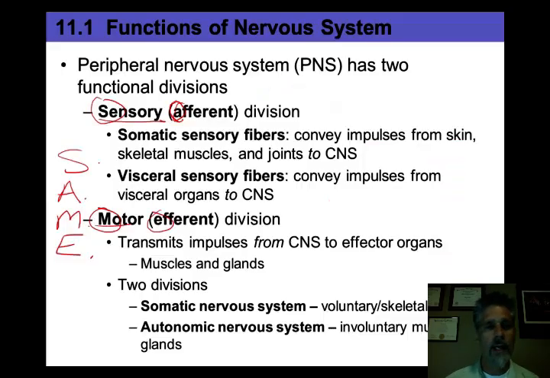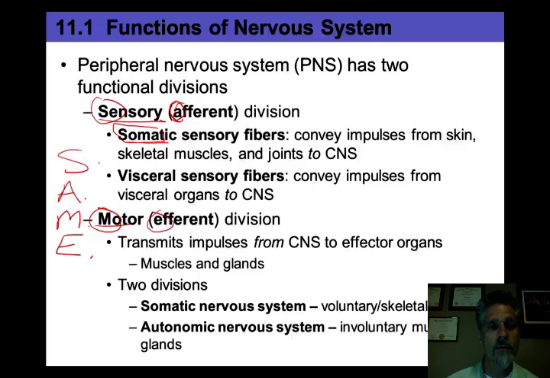The somatic ones, soma means body, we're going to see that again. This is coming from the body, from the skin, from the skeletal muscles, from the body itself, if you will. This is going to be more of a conscious level of information coming in.